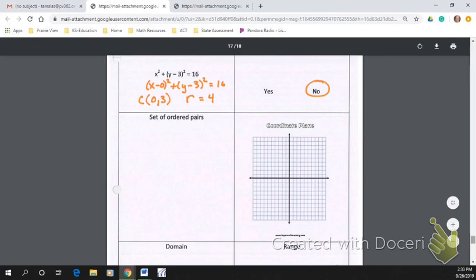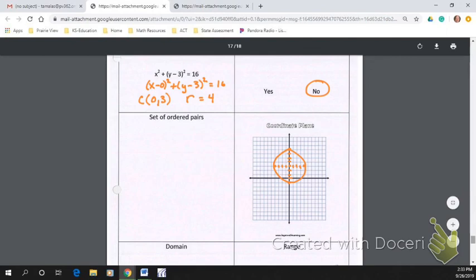Okay, so let's graph that thing. The center is at 0, 3? Yeah. So 0, 3 would be right here. You're going to go 4 out from each. Yeah, go 4 in each direction because your radius is 4. So there's another point. 1, 2, 3, 4. You could almost make a square with this. I'm not very good at drawing circles either.